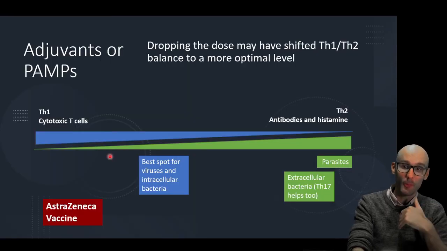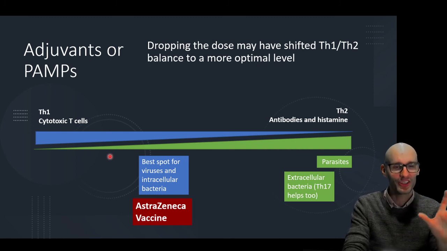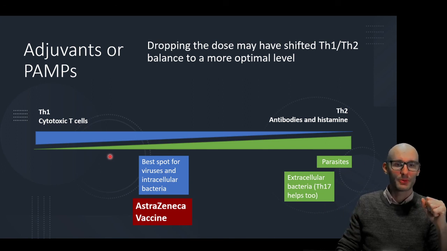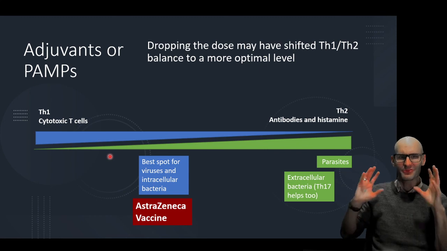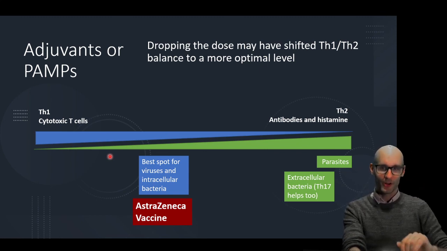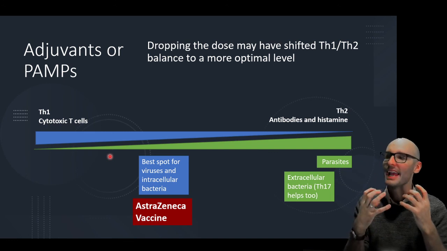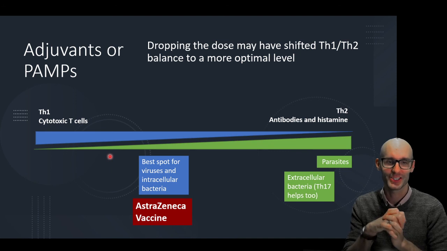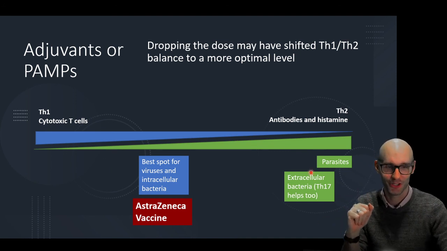So I think by dropping the dose, they shifted where it was in that spectrum, and they got to that nice little comfort zone between Th1 and Th2. This is just a hypothesis though, but I think it's really interesting, and I think it's probably what's going on, which I think is fascinating. It's a great example of why in most cases with vaccines, we want a mixed Th1, Th2 response going on. And I think it's a fantastic little case study to look at.